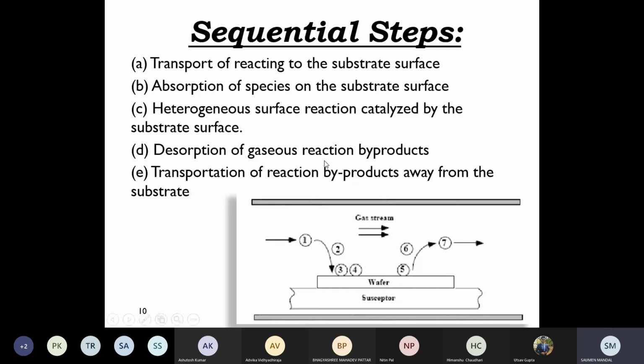Then desorption of the gaseous byproduct. So you can see steps 6 and 7. First, steps 1 and 2, the gas is coming to the surface, then adsorbing on the surface, steps 3 and 4. Then from 4 to 5 it is basically the reaction, and the nucleation also starts, and the desorption of the gaseous byproduct. So the gaseous byproduct, steps 6 and 7, will go out, and then transportation of this reaction byproduct away from the substrate. So 6 is away from the substrate and this is away from the system.